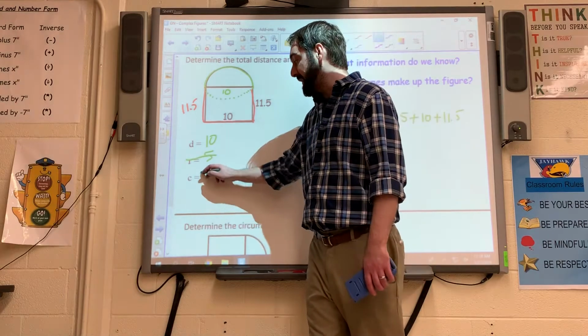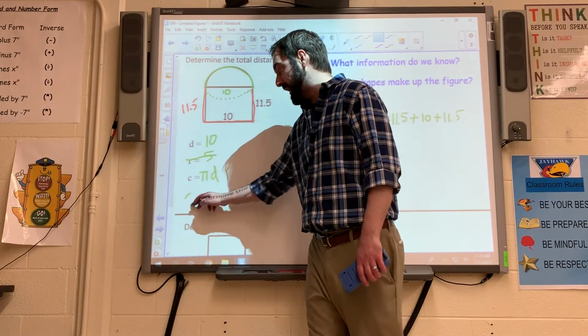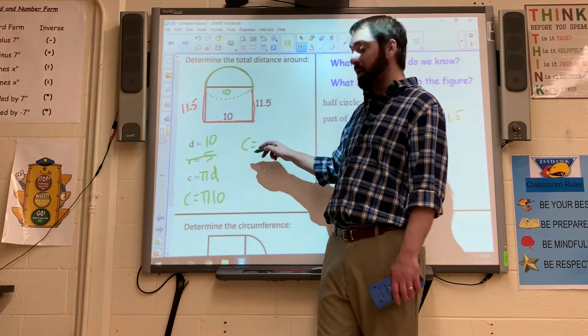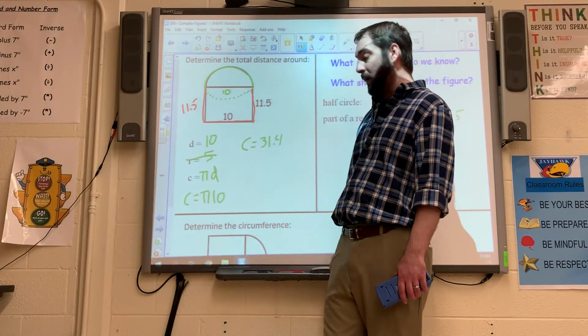C equals pi times the diameter. Okay, so I have my diameter waiting for me. C equals pi times 10. That means the circumference of this circle would be about 31.4.